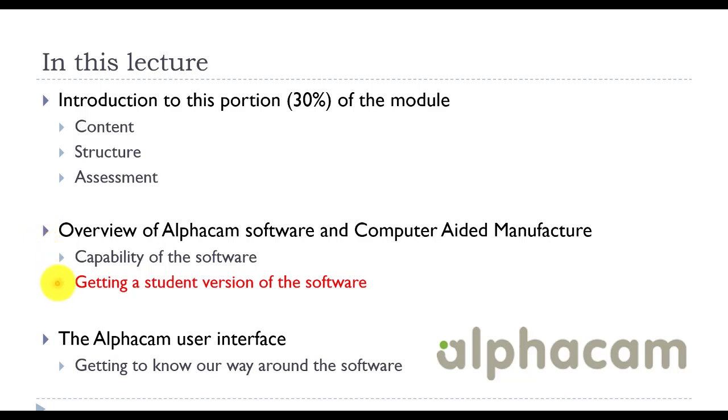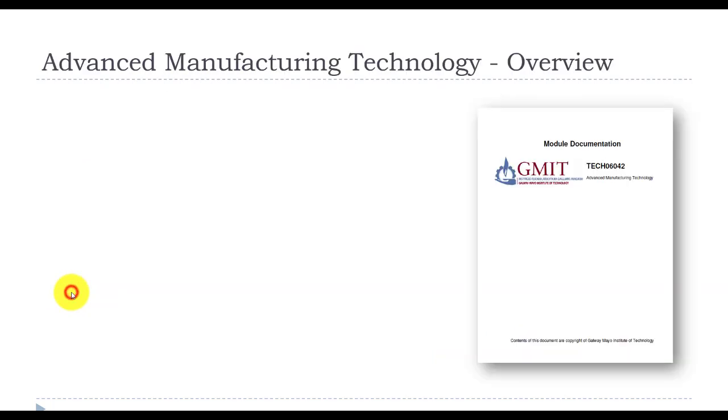Now in the next week or so I'm hoping to be able to get you a student version of the software. We'll definitely get that for you. It just may take 2 to 3 weeks. So as soon as I get the access codes and the links to download that for you, I'll be straight in touch with you. So the module descriptor is seen there.